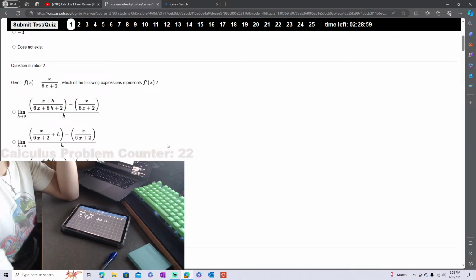Which of the following best represents f prime? Oh, this is the limit definition. Okay, I forgot this. This is just the basic limit rule.